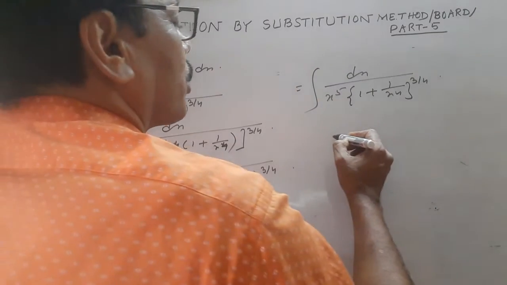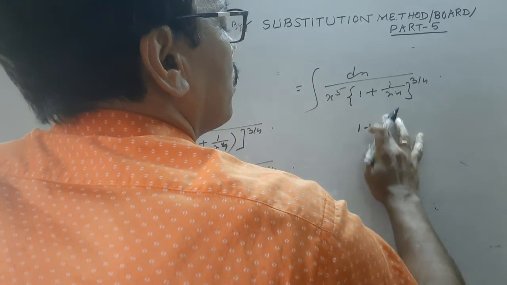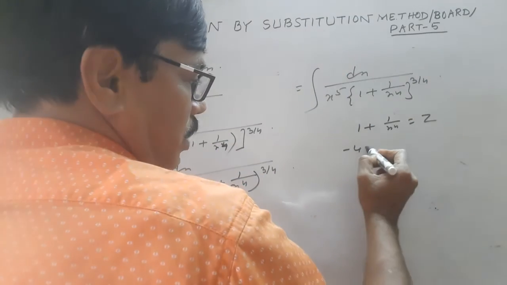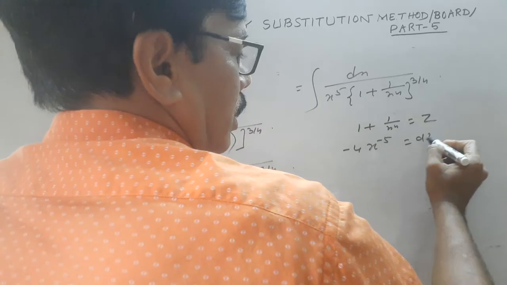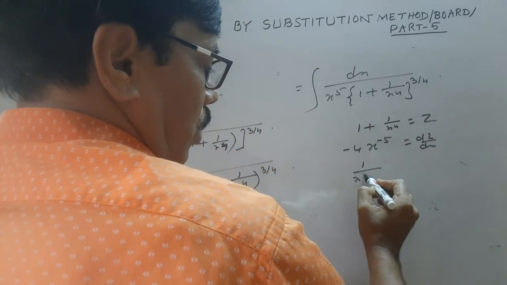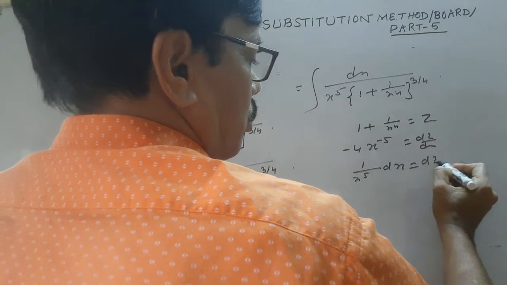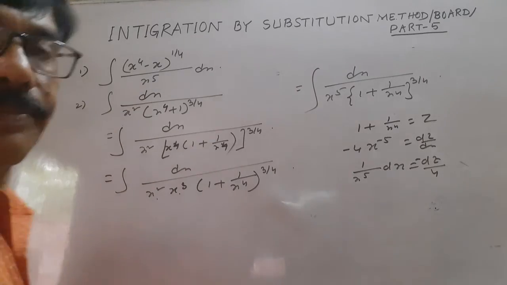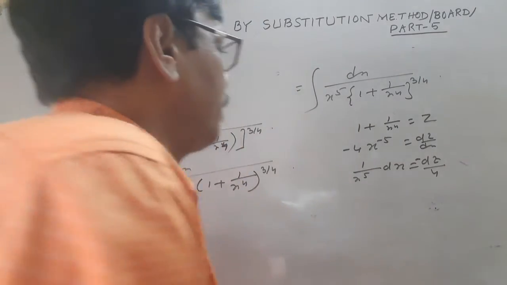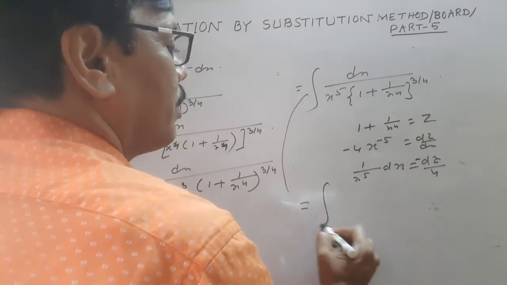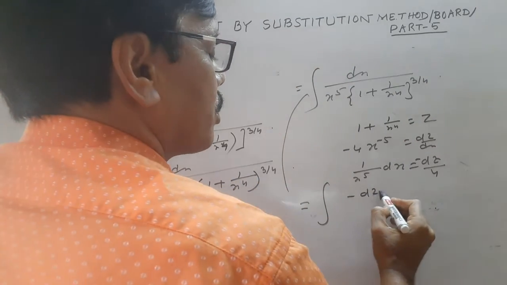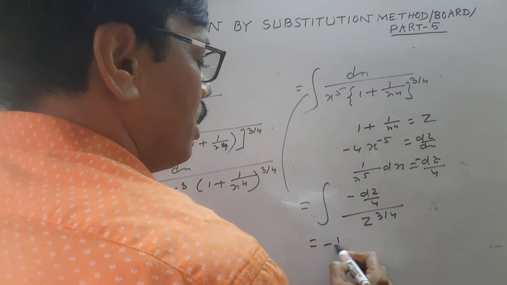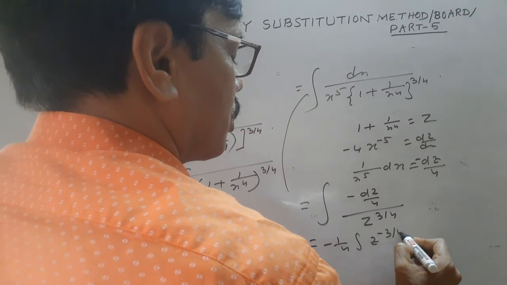Now we put a transformation. 1 plus 1 by x to the power 4 equals z. So x to the power minus 4, differentiating gives x to the power minus 5 dz by dx. So 1 by x to the power 5 dx equals dz by 4 with a negative sign. Now look, it is in standard form. dx by x to the power 5 is minus dz by 4, and this is z to the power 3 by 4. So minus 1 by 4 z to the power minus 3 by 4 dz.